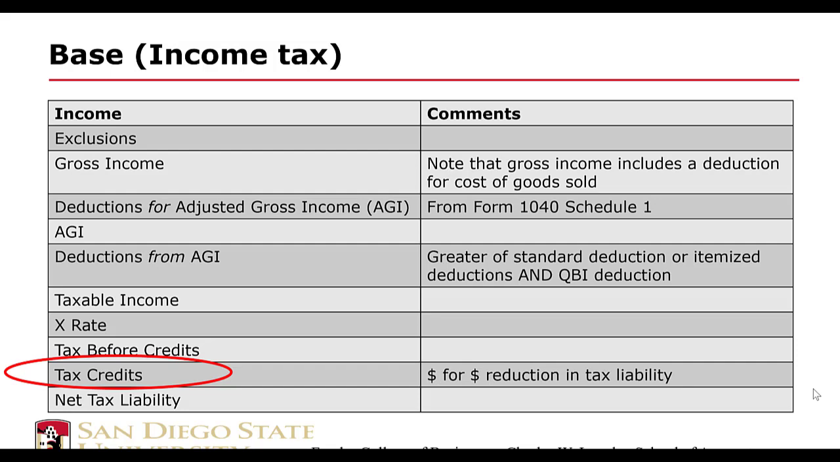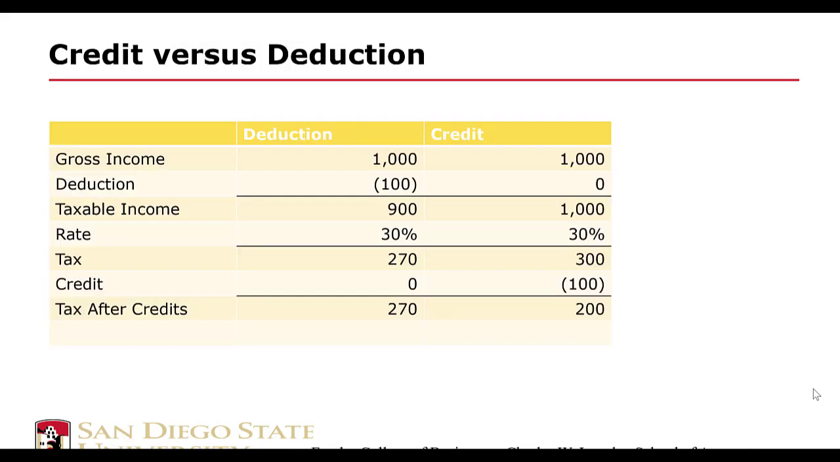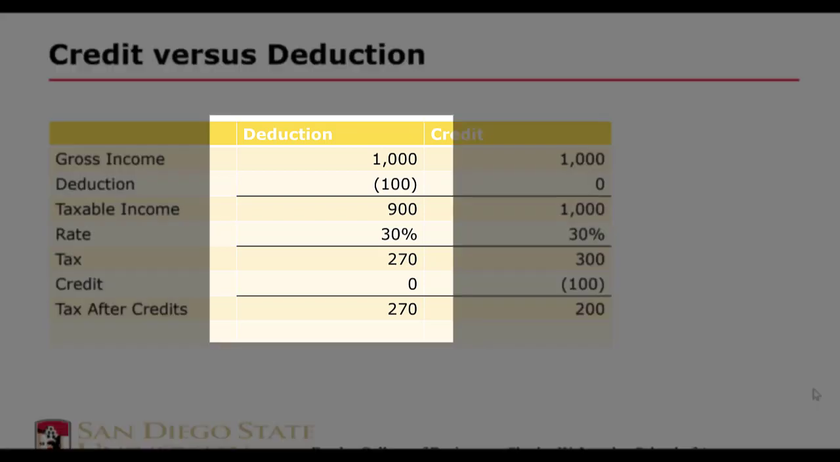Then we roll into credits. Now, we're not going to spend a lot of time on credits, but I do want you to understand, certainly at this point, how a credit differs from a deduction. So let's start on the left-hand side where we've got gross income of $1,000 and deduction of $100. That brings us down to taxable income of $900. Multiplied by 30% gives us tax of $270.